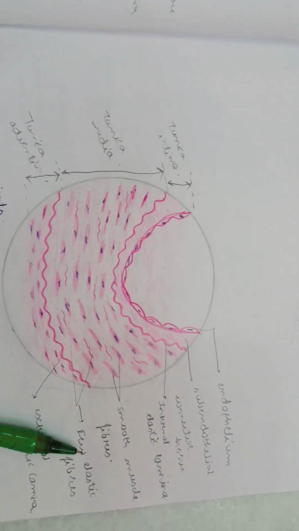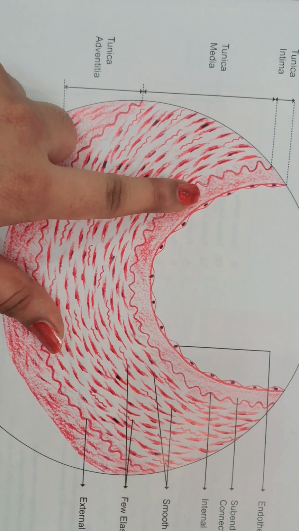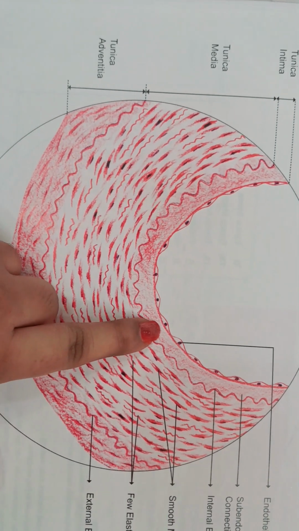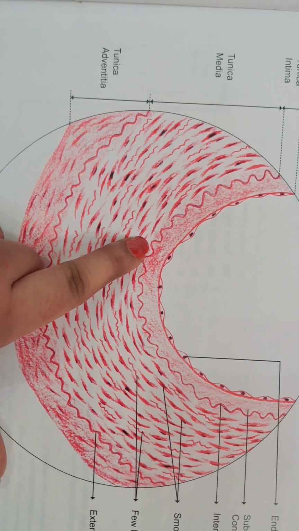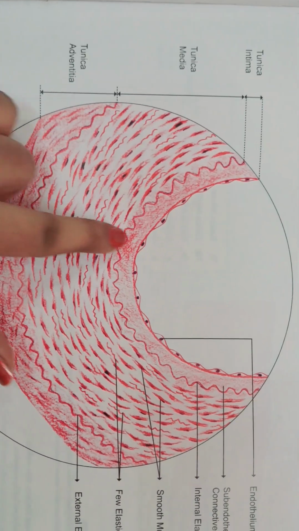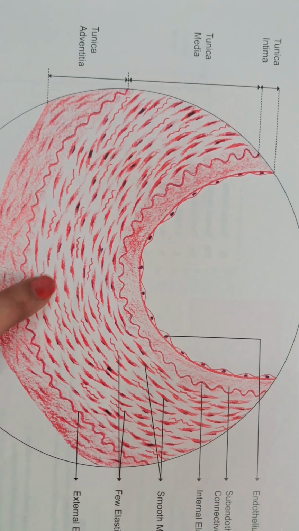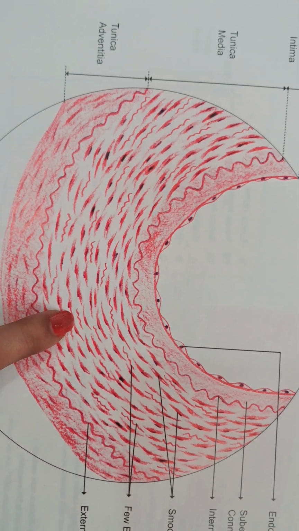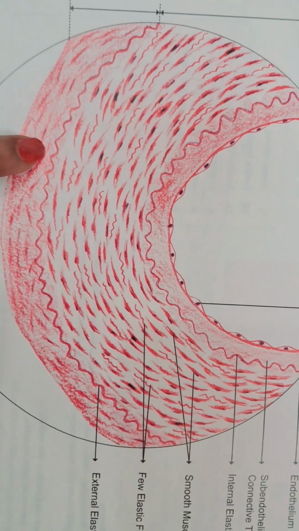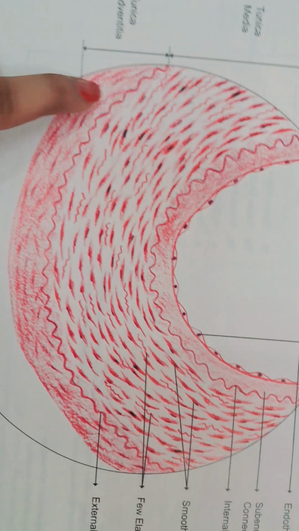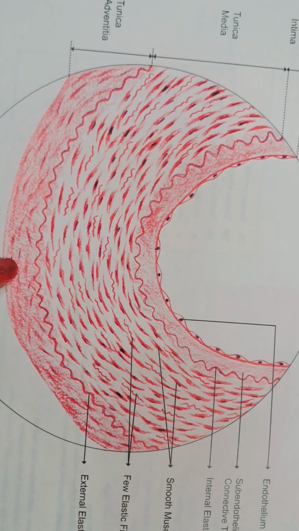Now let us see how to draw the medium-sized artery. First, it consists of tunica intima with endothelium, which consists of flat squamous cells, and the subendothelial connective tissue and internal elastic lamina. And this is the tunica media, which consists of more smooth muscles and very few elastic fibers, which have a wavy appearance. And this is external elastic lamina. And this is tunica adventitia with connective tissue with few elastic and collagen fibers.